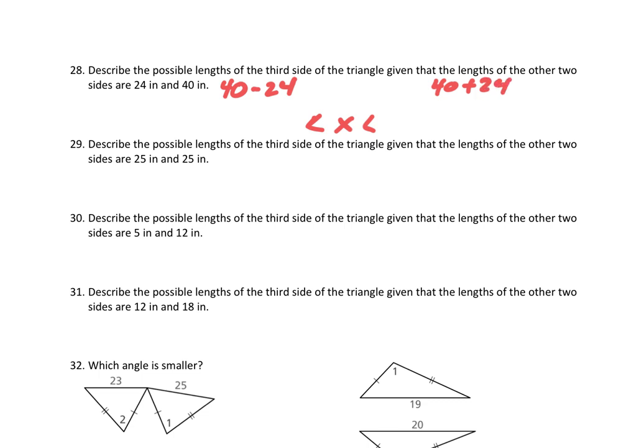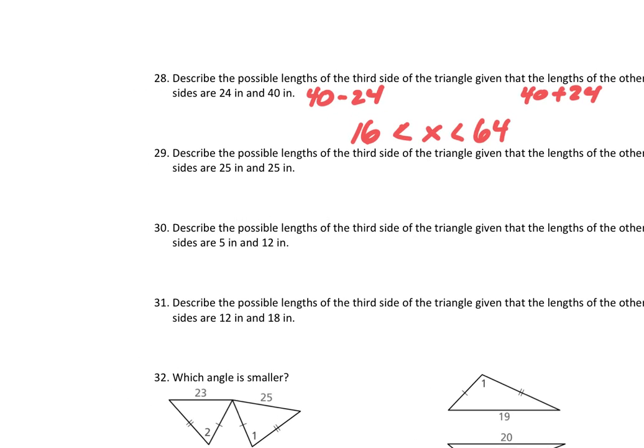So we're going to do 40 minus 24. And we're going to do 40 plus 24. And so x has to be somewhere between those 2 values. Okay? That would be the way I would prefer that you write your answer.